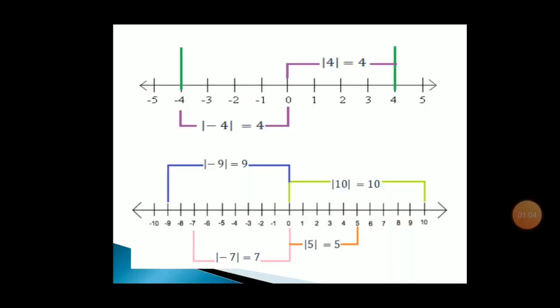Some more examples are shown here. The absolute value of negative 4 means the distance between 0 and negative 4. It is 4 units. The absolute value of 4 means the distance between 0 and 4. It is 4 units. Again, the absolute value of negative 9 is 9. The absolute value of 10 is 10. The absolute value of 5 is 5 itself. The absolute value of negative 7 is 7 itself. So, the absolute value of an integer is always non-negative.